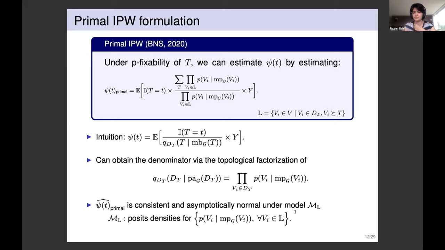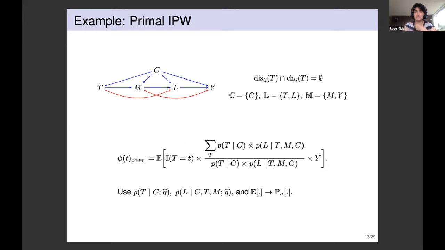Just a quick example: what does primal IPW look like for this graph? It involves conditional densities in the district of the treatment, which is T and L. So we have a term for P of T given C and P of L given T, M, and C. In order to estimate this, we parameterize them, estimate the parameters, and empirically evaluate the expectation.